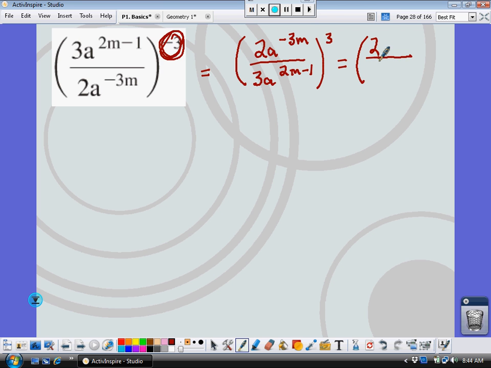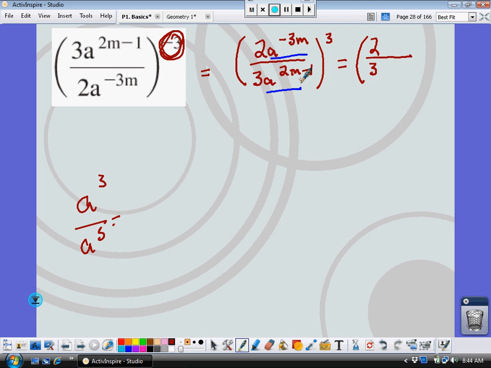You have a 2 and a 3. Let's leave those. Now here's the fun part. You have a to the 2m minus 1. You have a to the negative 3m. What do we do with those? I don't know the rule for that. It's ugly. Okay? So I come over to the side and I say, well, what if it was this? Subtract them, right? There's 5 on bottom, 3 on top, or there's 5. We don't know. Is there more on top or bottom? I don't know. It all depends on what m is.